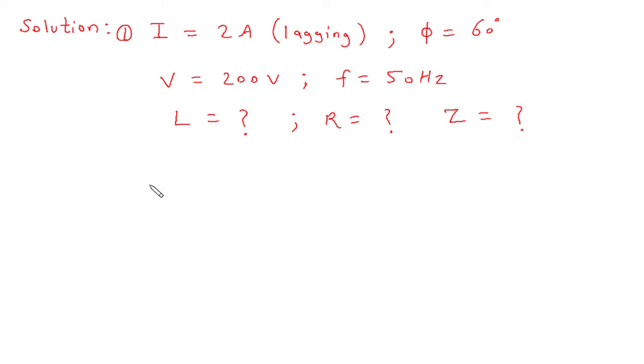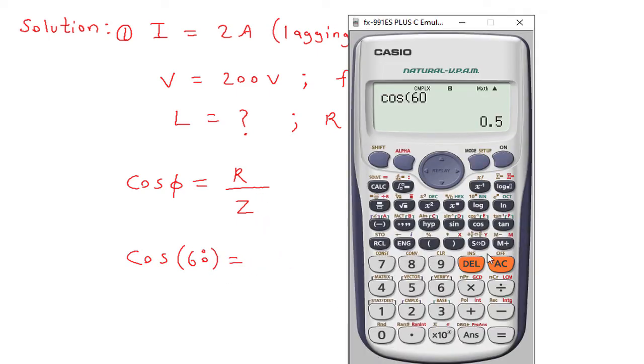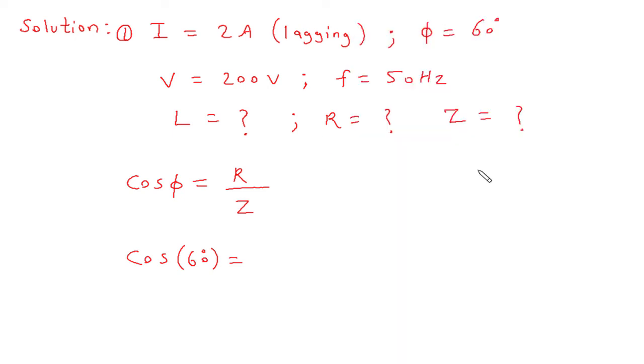So we have the formula: cos phi is equal to R upon Z. We don't know the value of R and Z, but we know the value of this phi. So this will be cos 60 degree, which is equal to R by Z. Cos 60 is 0.5, so 0.5 is equal to R upon Z.